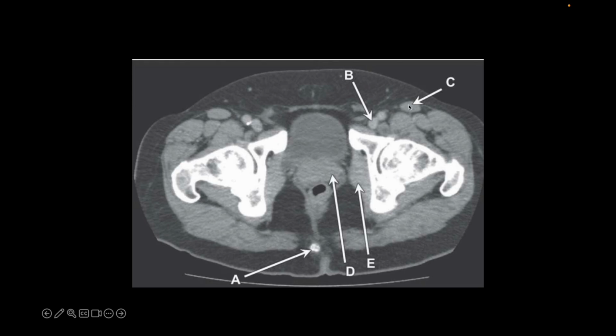C, this is from the lower limb lecture, but that would be your sartorius muscle. This is your prostate gland. And then E would be your left obturator internus muscle.